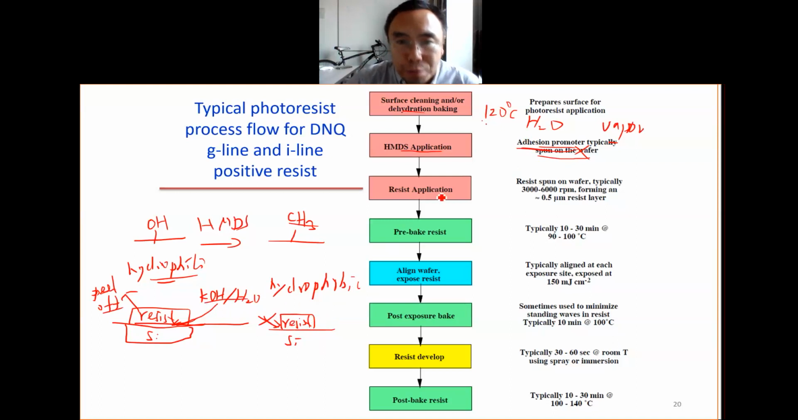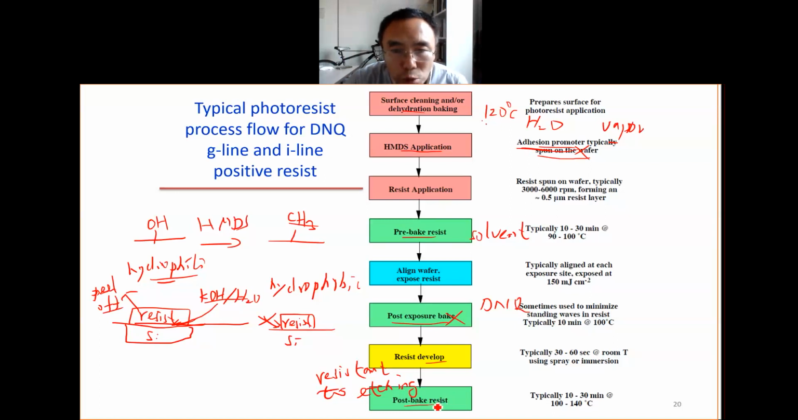to peel the pattern off. Then pre-bake to drive away the solvent of the resist. Align and exposure, post-exposure bake. This one is needed for the chemically amplified resist. For the normal DNQ resist, we do not need a post-exposure bake. Develop, and sometimes we do the post-bake to harden the resist, to make it more resistant to the etching process.